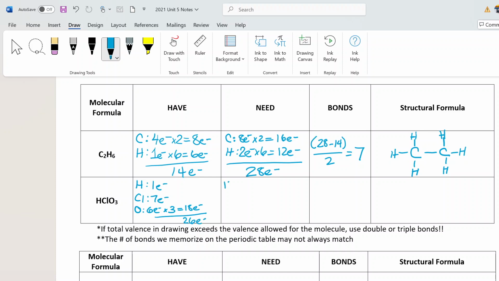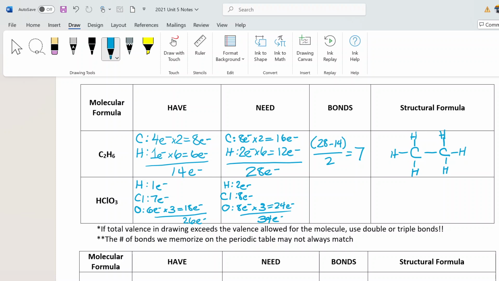Now, hydrogen needs 2 electrons. Chlorine needs 8 electrons, and oxygen needs 8 electrons times 3. And that gives me 24 electrons there, for a total of 34 electrons.